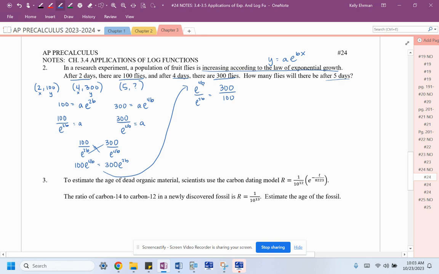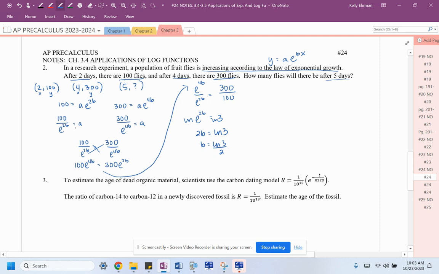Well, we have exponent rules here. 4b minus 2b is e to the 2b. 300 divided by 100 is 3. And this is a nice little equation. I can natural log both sides. 2b equals natural log of 3. b is natural log of 3 over 2. Now, I don't want to find a decimal for this yet. I'm just going to leave it in its exact form and then carry on.